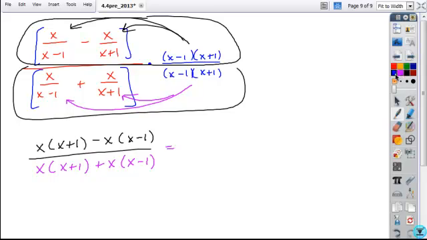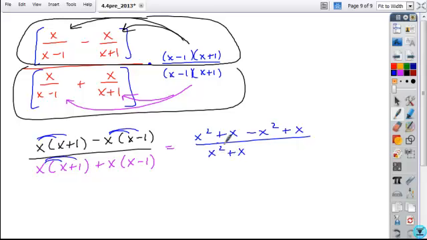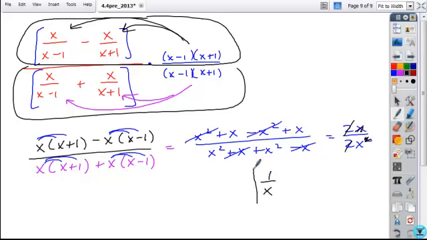So as we go through to simplify this, distribute our x, giving us x squared plus x, minus x squared, minus a minus becomes plus x. All over here, do the same thing. We get x squared plus x squared minus x. And as we simplify, x squared minus x squared cancels, leaving a 2x. Here the x and the negative x cancel, leaving a 2x squared. We cancel, the 2's cancel, the x cancels with one of these x's, and we're left with 1 over x.